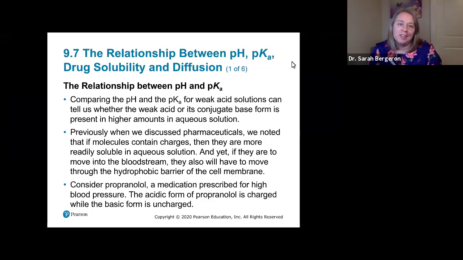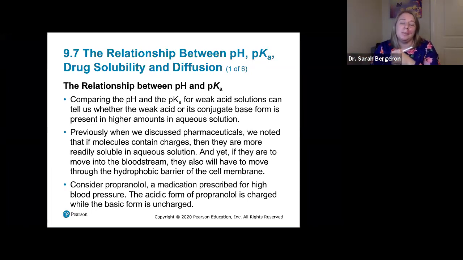All right, we are on chapter 9, section 7, and we're going to talk about how pH and pKa relate to drugs that we prescribe to patients. So if we look at the pH of a particular solution, and we have a substance that is a weak acid, so it has a pKa. Remember that a weak acid is in equilibrium with its conjugate base form, right? Depending on what pH the solution is, it will tell us whether our weak acid is really in the acid form or in the conjugate base form.